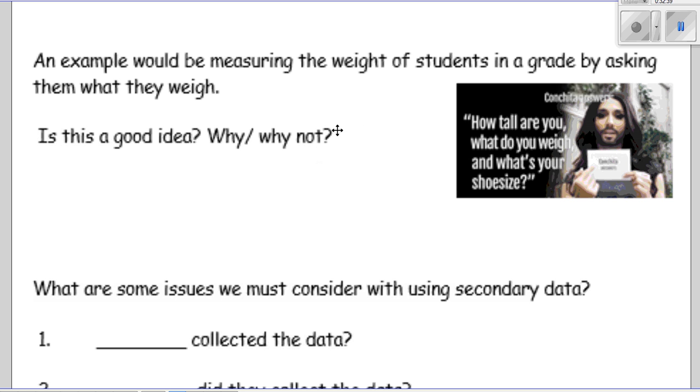Yeah, or if they don't know, they just guess. Yeah, exactly. A lot of people don't even know what they weigh. So they could lie. They are likely to lie, for example, because they don't want to say in front of other people what they weigh, or even in front of you maybe. They may not know.